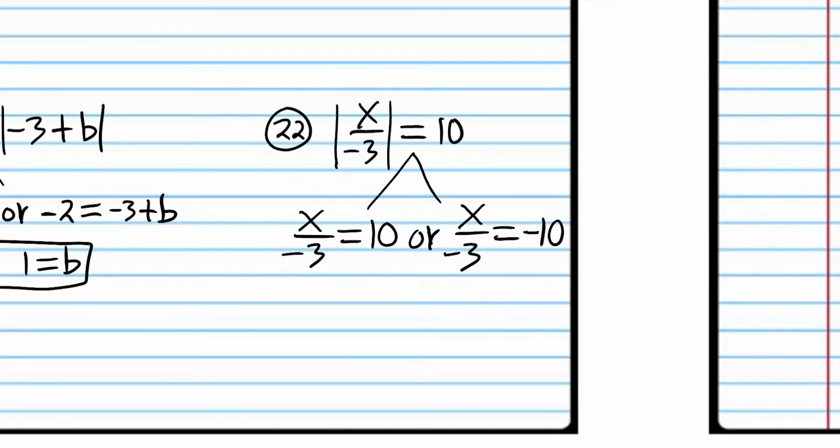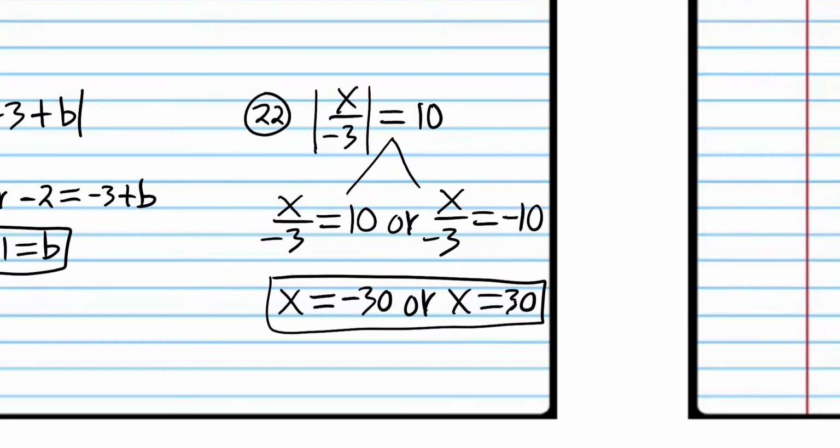So same situation here. So we're going to multiply both sides by negative 3, and we get x is equal to negative 30, or x is equal to, whoops, keep trying to write a fraction there. x is equal to positive 30. And those are the solutions. So if you got those answers, good job.